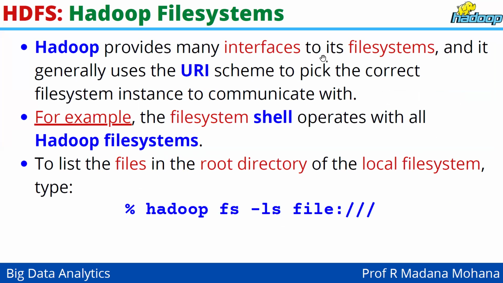Hadoop provides many interfaces to its file systems, and it generally uses the URI scheme, what we have shown in the above table, to pick the correct file system instance to communicate with. For example, the file system shell operates with all Hadoop file systems. So if you want to list the files in the root directory of the local file system, we have to type % hadoop fs -ls file:/// You can give the path of the local file system, which displays all the files in the root directory.